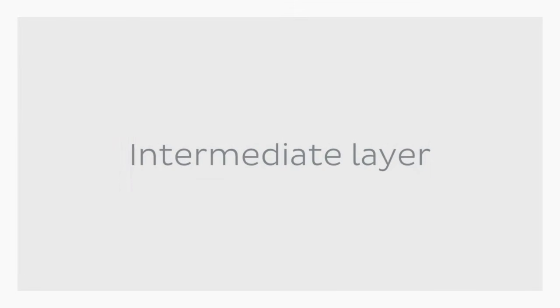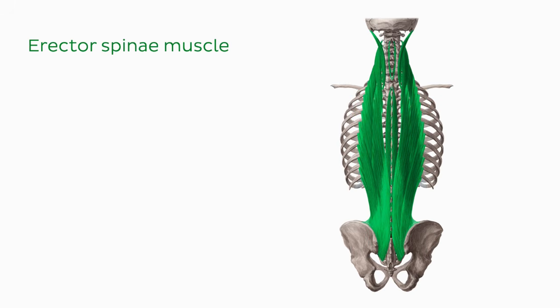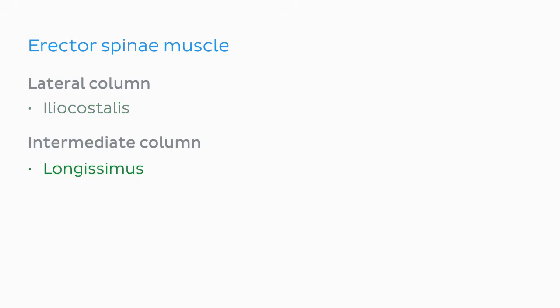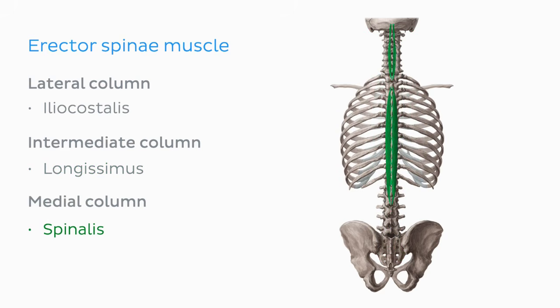The intermediate layer of the intrinsic muscles of the back consists of a major muscle group called the erector spinae muscle. And just to confuse us a little, the erector spinae muscle can be divided into 3 muscles, which form columns within the muscle. The lateral column is made up of the iliocostalis muscle, the intermediate column is made up of the longissimus muscle, and the medial column is made up of the spinalis muscle.